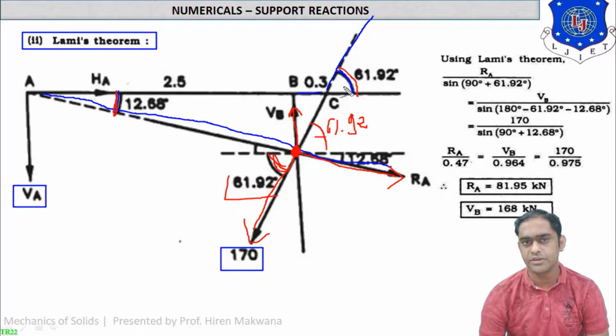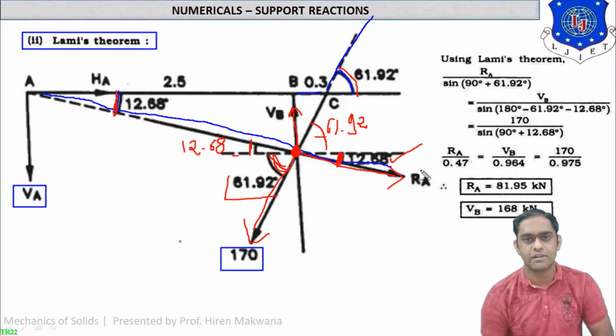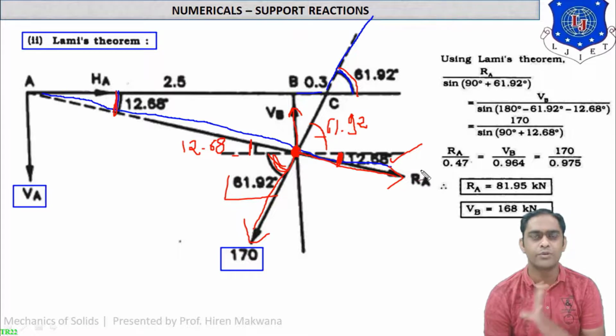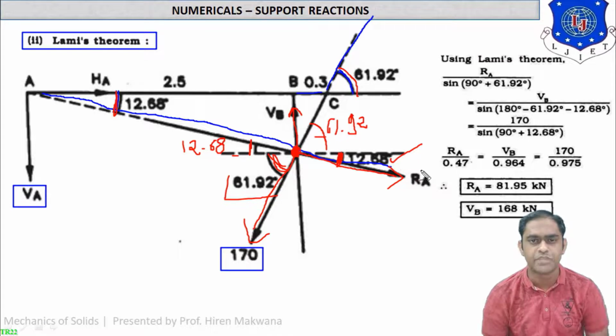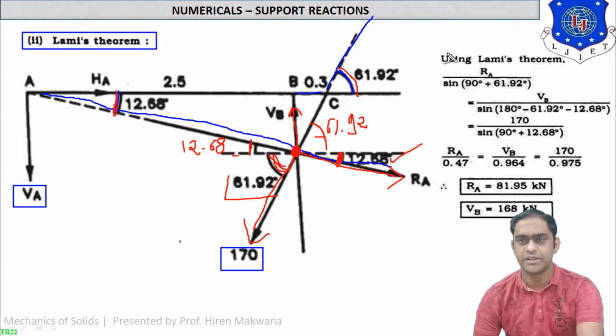This horizontal line and this dotted horizontal line are parallel. So this angle will also be 12.68 degree because it is a corresponding angle. And this angle is also 12.68 because of the vertically opposite angle of this. Okay, so all these angles are 12.68 degree. So only two angles are mattering, 12.68 degree and 61.92 degree. So with the help of these angles we have to calculate Lami's theorem right now. So let us check how Lami's theorem is going.